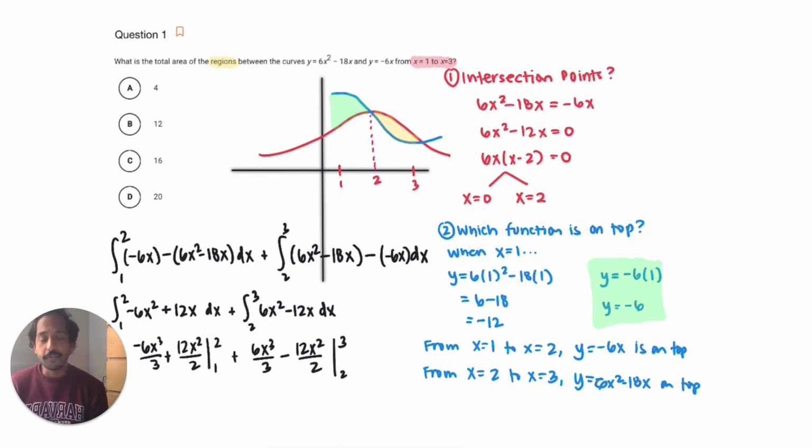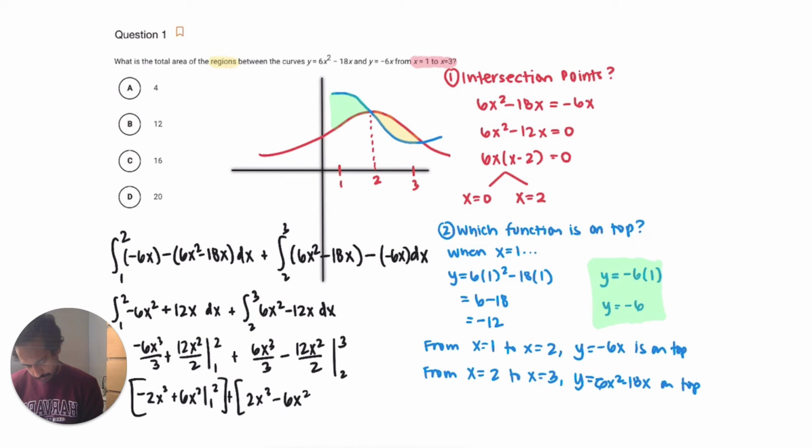What do we do with this information? Well, we just solve it out, but I see I can simplify it a little further. Negative 6 divided by 3 is going to give us negative 2, so this will be negative 2x cubed plus 6x squared from 1 to 2. Plus, I'm going to put these in brackets so we know it's separate from everything else, plus 2x cubed minus 6x squared from 2 to 3.